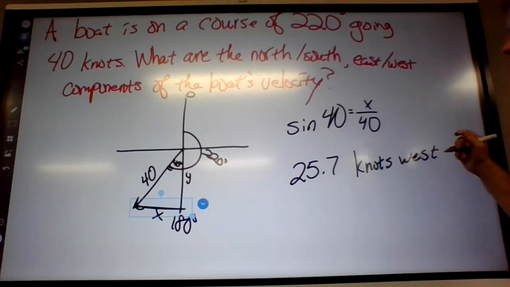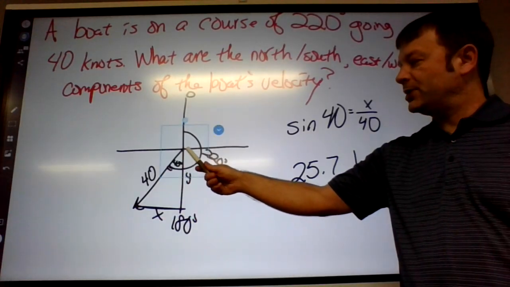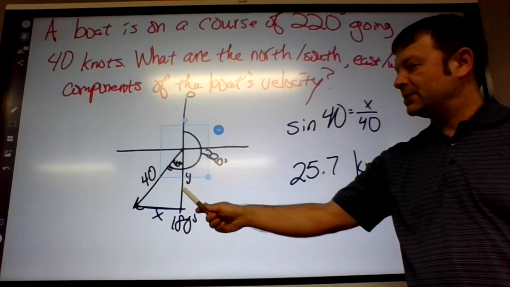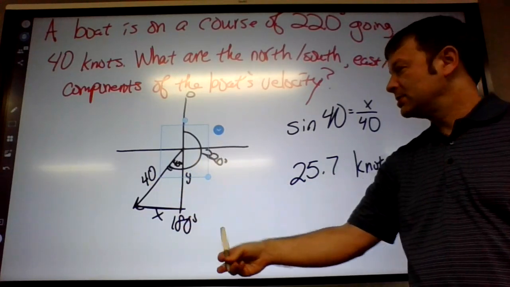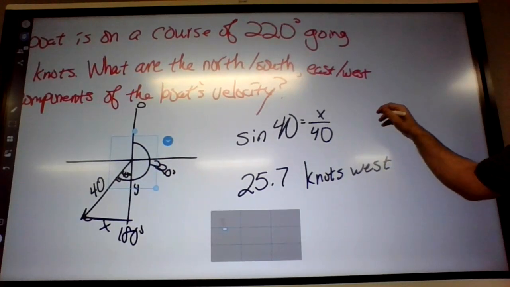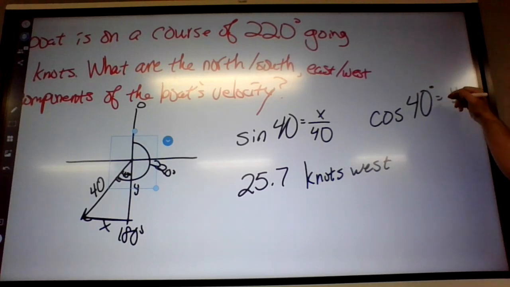But anyway, it's going that way, so it's going west. Okay, that's the east-west component, and then the y. So relative to 40 degrees, y is the adjacent, and that is the hypotenuse. Cosine of 40 degrees equals adjacent over hypotenuse.